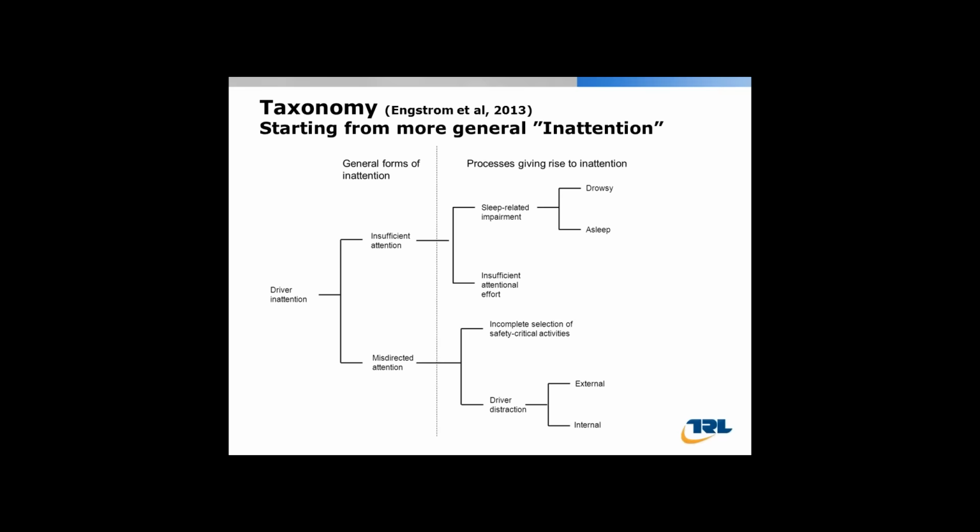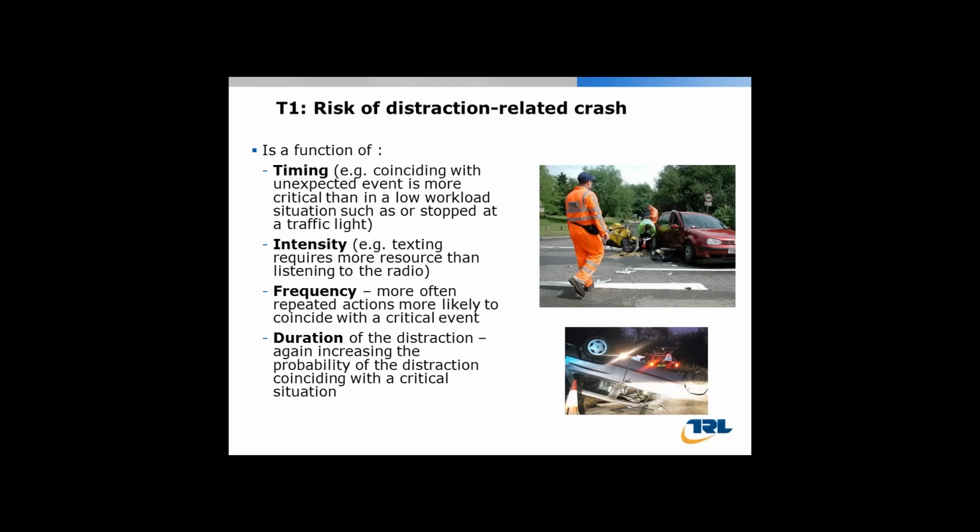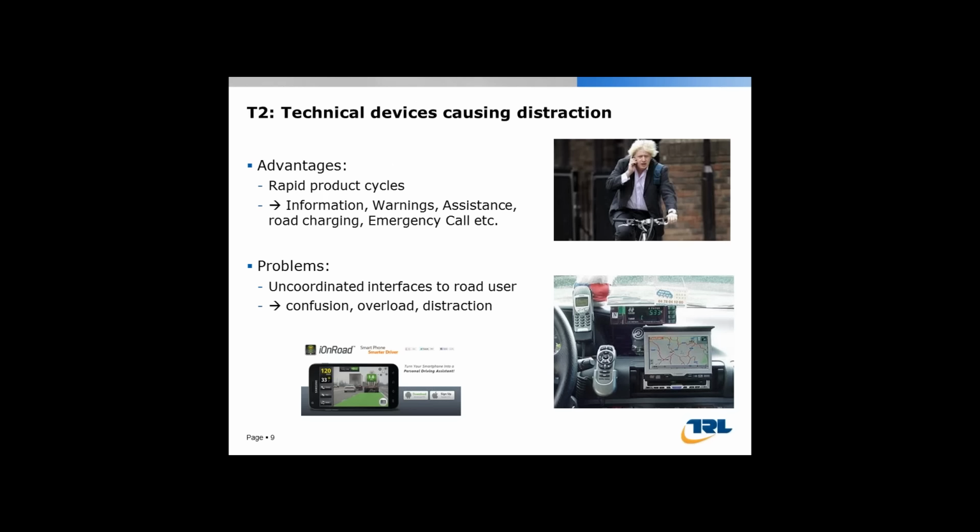We also know that the risk of a distraction-related crash depends on the timing, so when the distraction occurs, the intensity of that distraction, the frequency of distraction, and the duration of the distraction. So looking at particular technologies, we know that particular devices cause drivers or road users to be distracted, and here we would look, for example, at mobile phones and information systems, which have many advantages in terms of the way the road operates and the road systems, but also there are problems of distraction and of a rather uncoordinated approach sometimes. And this is not only devices built into vehicles, but also mobile devices brought in by drivers, or indeed used by cyclists and other road users, such as pedestrians, for example.